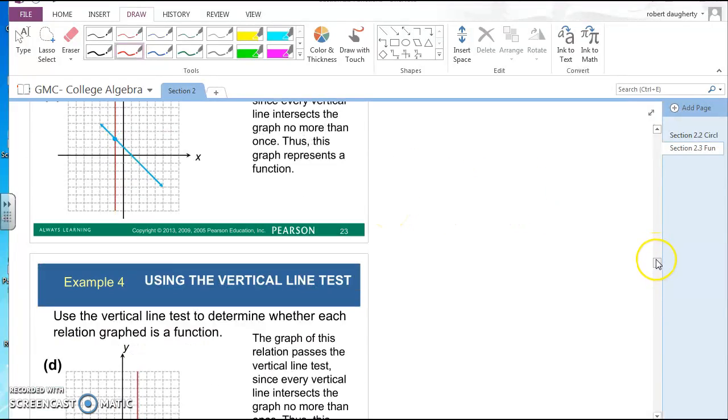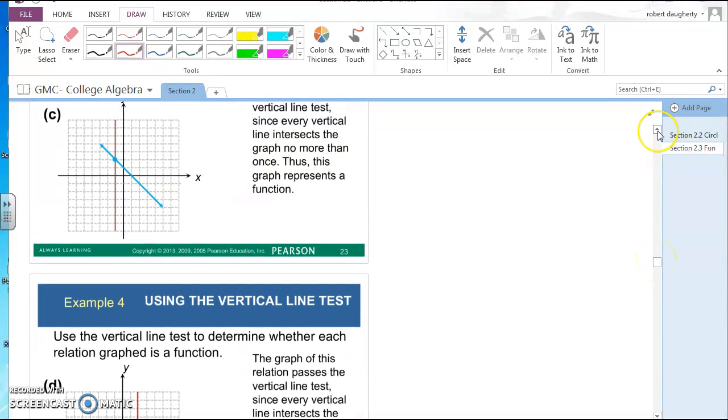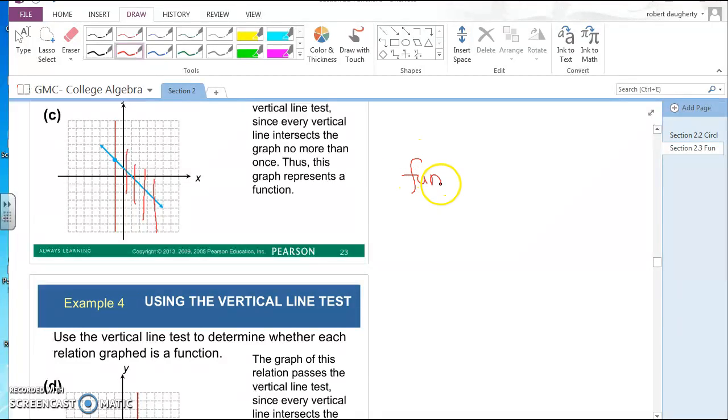Let's look at another example. Here I have a straight line. You should be able to see no matter where I draw my vertical lines, I can draw vertical lines all day long. It's only hitting that graph one time. So this is a function.